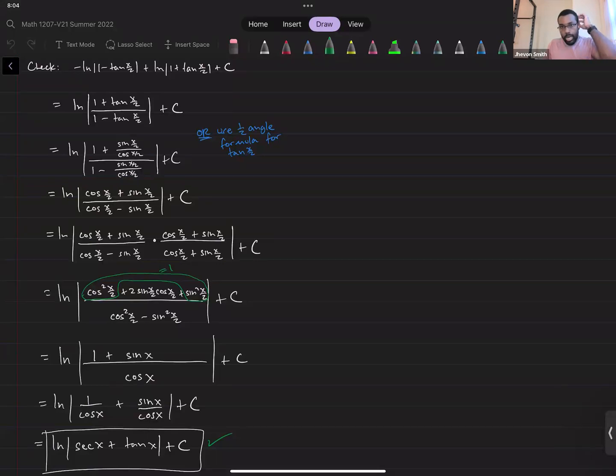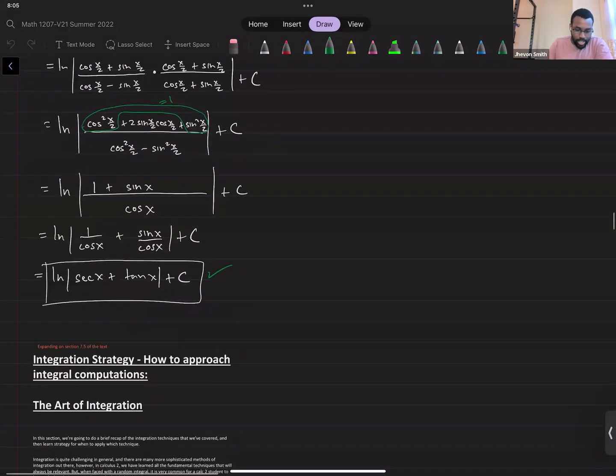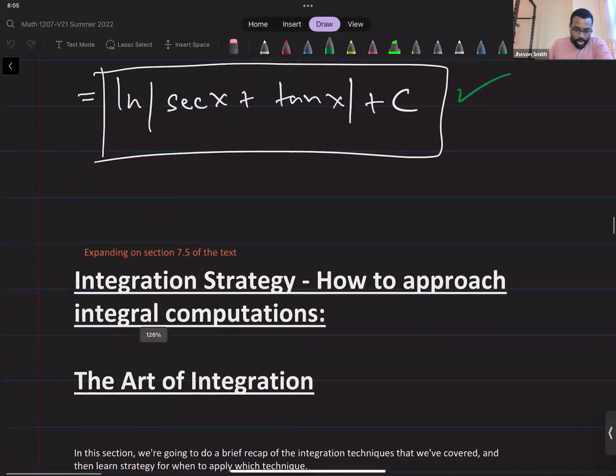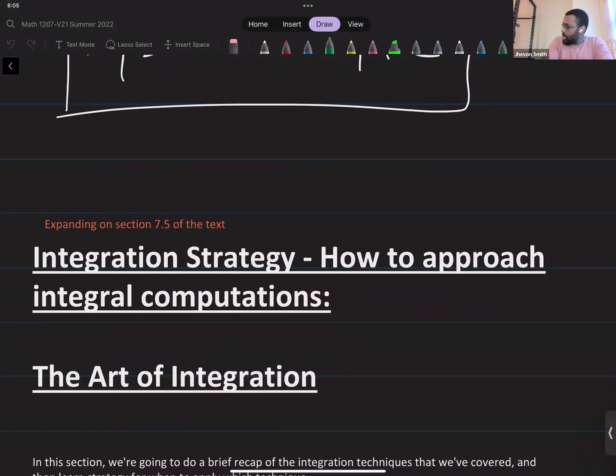All right, so we're back. Let's actually finish up on this. So yeah, let's talk about integration. This is essentially dealt with in section 7.5 of your text, and we're just going to expand on that a little bit. Just general integration strategy, right? Like, how do you approach integrals?